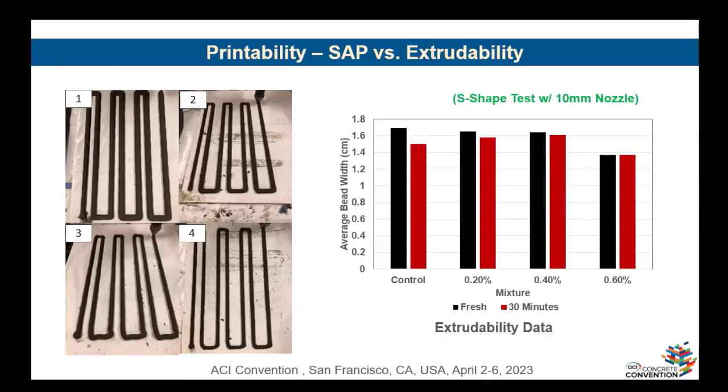So the first issue was about the extrudability. As you see, number one shows the control sample. As we are increasing the content of SAP, our beads are becoming narrower, and this is because our mixture is drier, although it can still be extruded well, and we don't have any cut or break in our beads. So this is one of the issues that we have to be worried about or concerned about when we are using SAP.